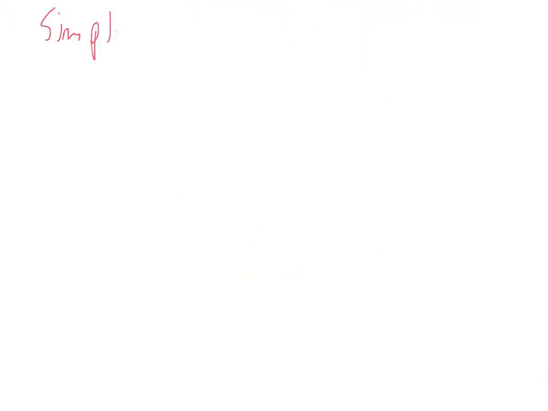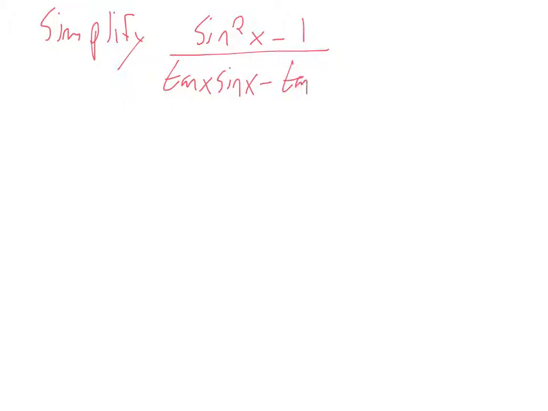And let's look at another one. So if I'm asked to simplify sine squared x minus 1 over tan x sine x minus tan x. What you might notice about the numerator and the denominator is that they're both factorable, right? And so sometimes factoring comes into play. Especially if we have a fraction, with algebraic fractions, we factor and simplify. Well, in this case, we can also factor and simplify.